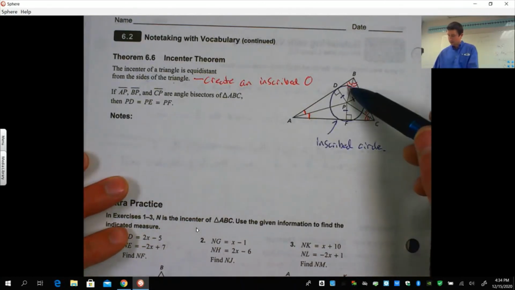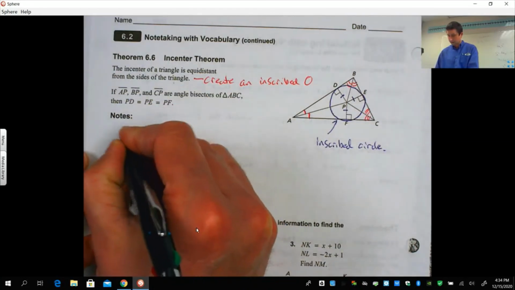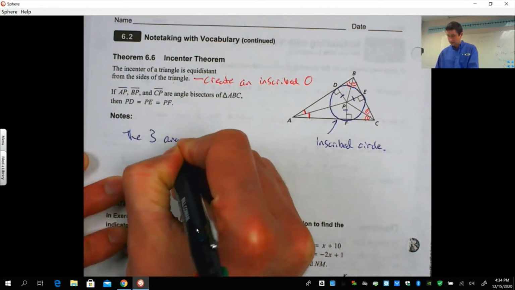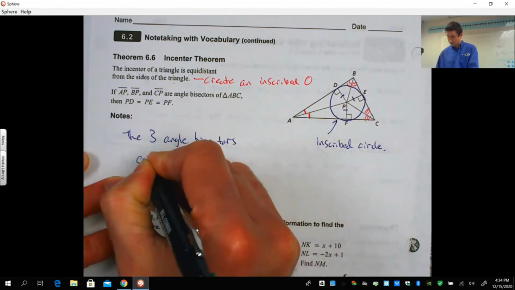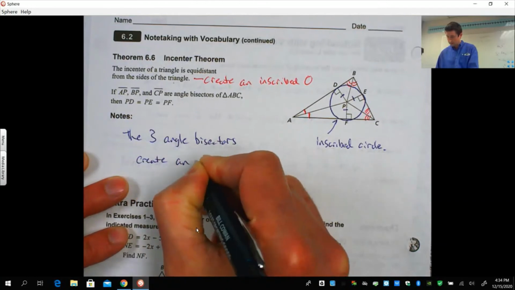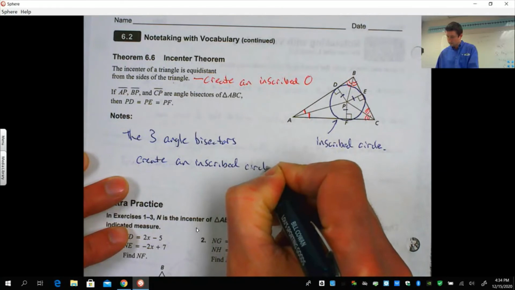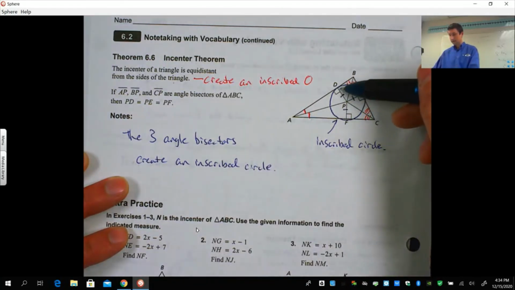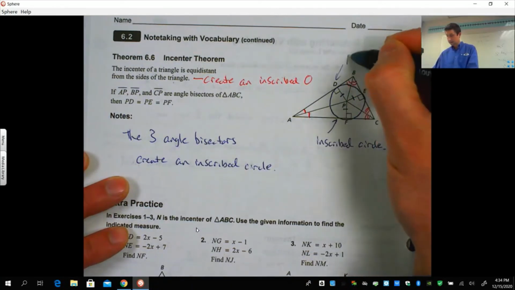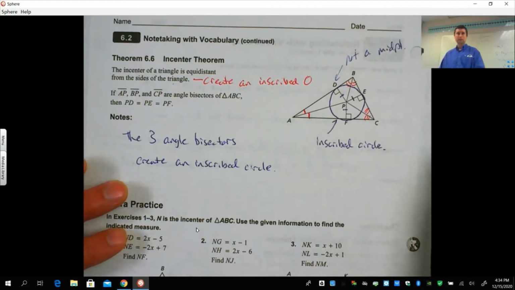Okay, so the inscribed circle comes from angle bisectors. The three angle bisectors create an inscribed circle. And notice these distances are 90 degrees, but they aren't necessarily the midpoint. So this is not a midpoint. It can be at times, but it's not a midpoint right now.